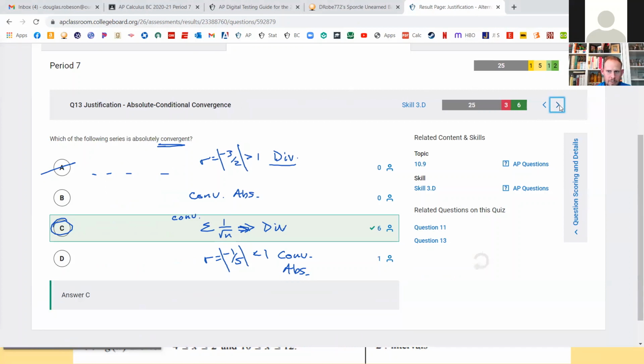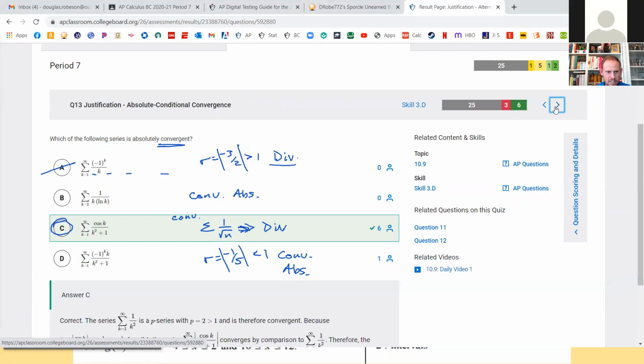Looks like we did okay there. Absolute convergence is easier. That's true. We just get rid of the negative signs and see if it still converges. Most of you got that. Yep, still C.